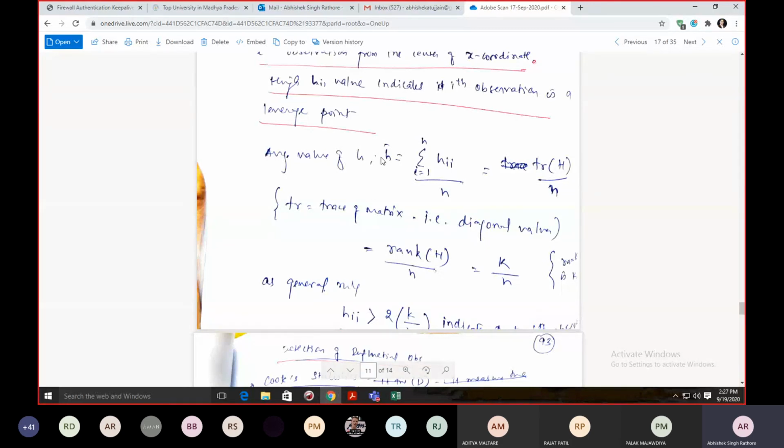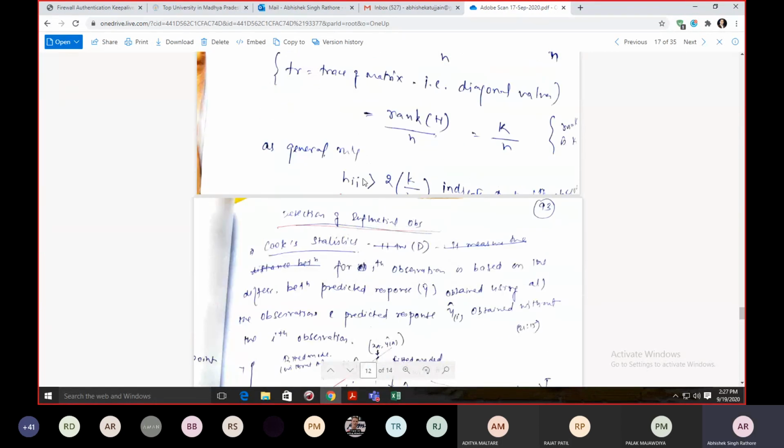So when you go for the average value of h, it means you have k by n values. So again, what is the general rule that is available? You can write that if you have an hii value that is greater than twice k by n, then it indicates that your ith observation is possibly a leverage point.